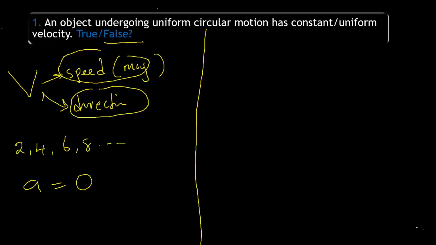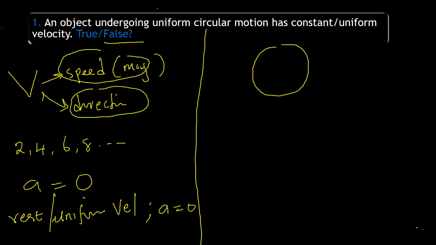Remember that if a body is either at rest or moving with uniform velocity, then a is equal to 0. Don't forget this. But the case of uniform circular motion is different, because this body undergoing uniform circular motion has constant speed v. The speed is constant, but the direction is always changing.